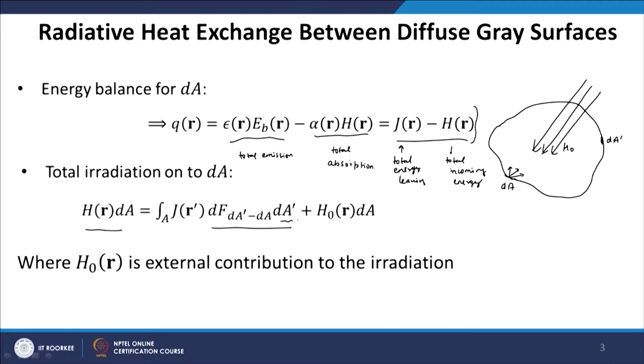So, we take the view factor between these two surfaces, and J_r prime is the radiosity from this element dA prime, okay. So, this is the total amount of irradiation plus irradiation from the component coming from outside the enclosure, okay. So, we substitute this value of irradiation, okay.